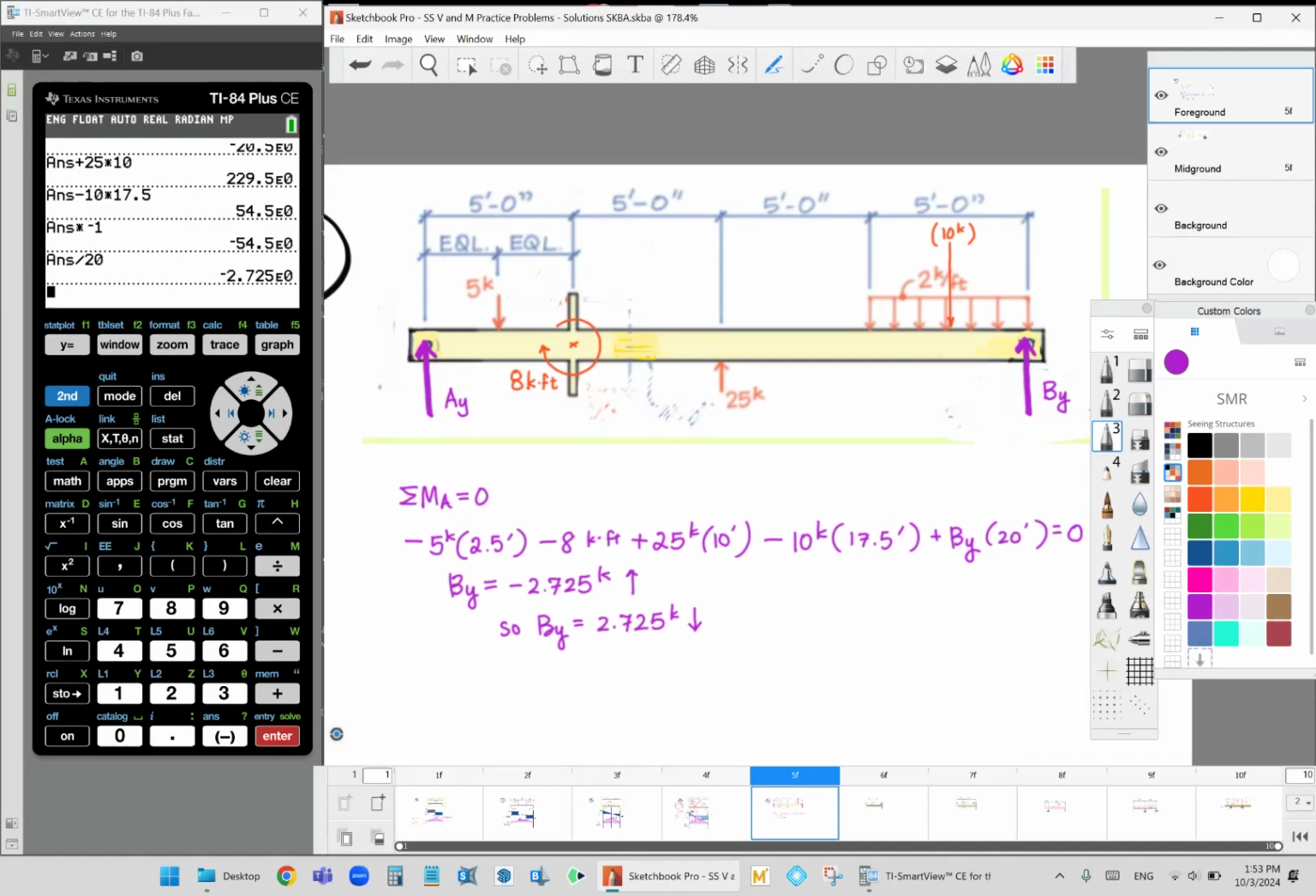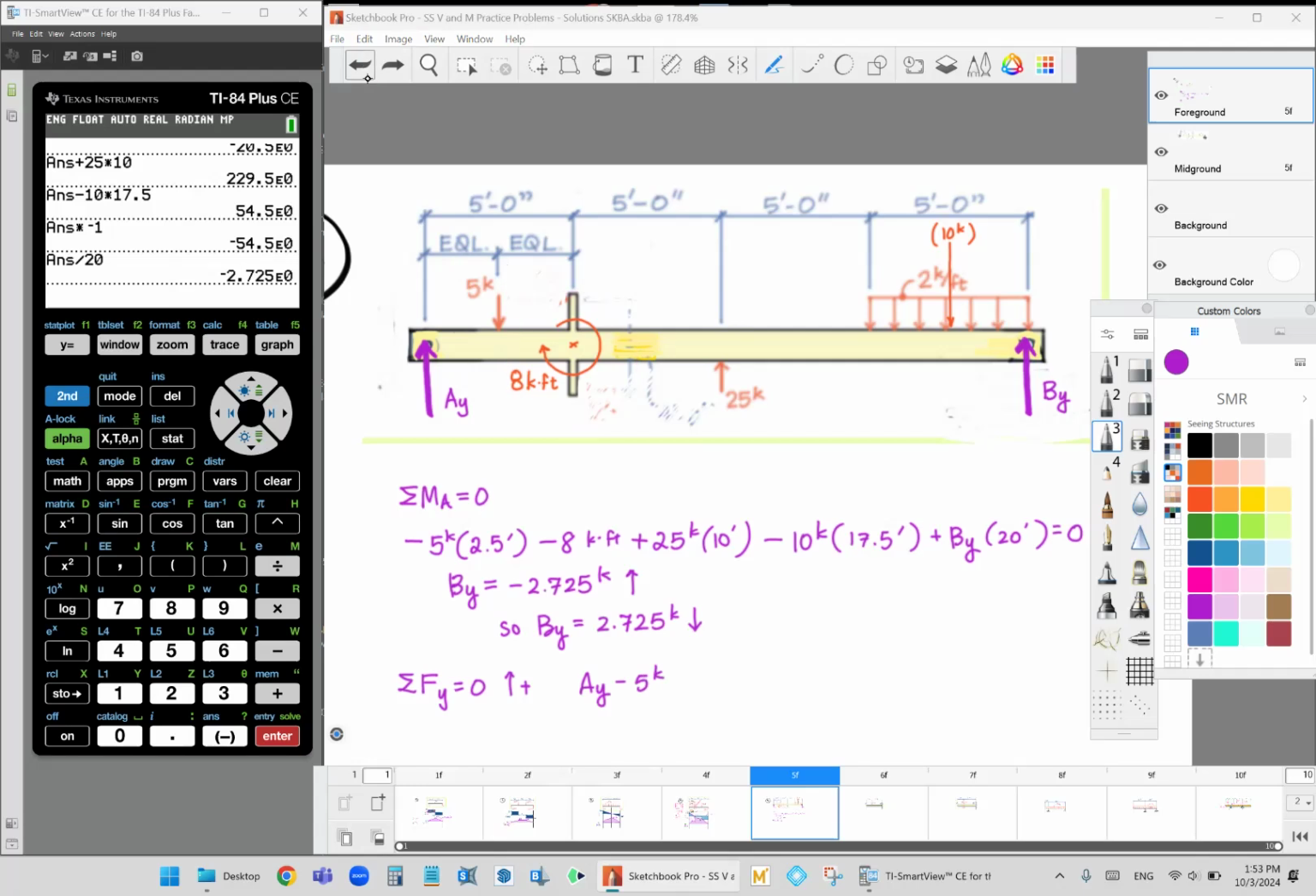All right. Let's solve for A_y by doing a force summation. Summation of forces in the y direction equals 0. Upward is positive. So again, we're assuming A_y is positive upwards. So that's our first term, A_y, minus 5.